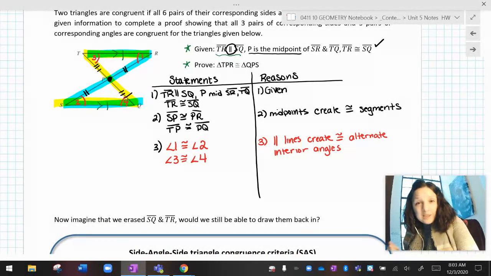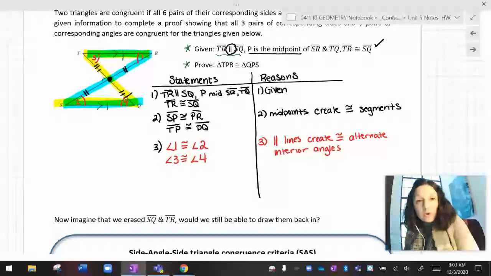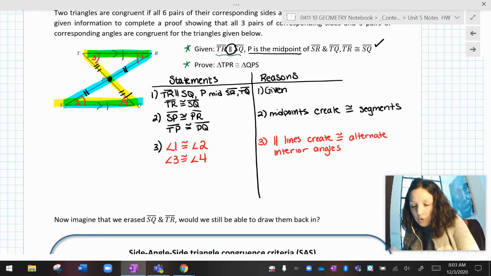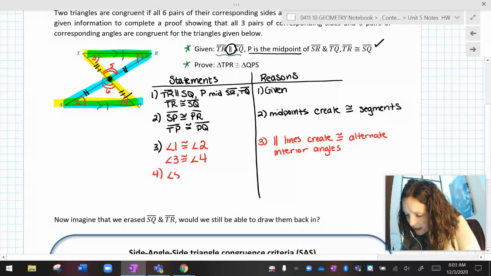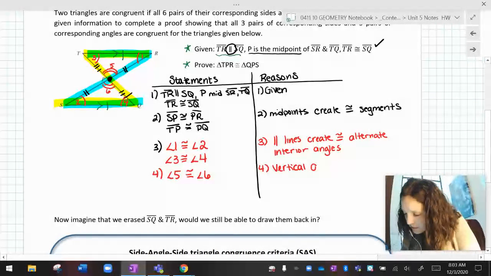Last but not least, whenever you see an X inside your diagram, what I call bow tie triangles, you're going to have some vertical angles. This angle right here and that angle right there are vertical angles, and vertical angles are always congruent. So for step 4, I'll call these angle 5 and angle 6, and say angle 5 is congruent to angle 6 because vertical angles are congruent.